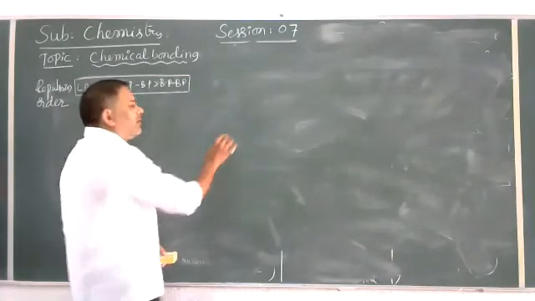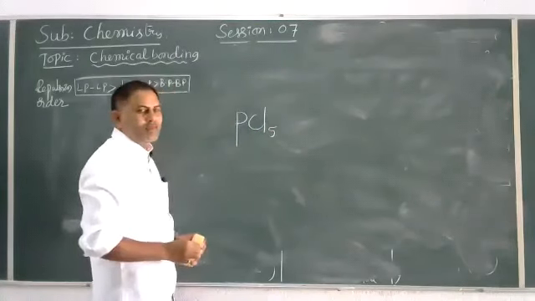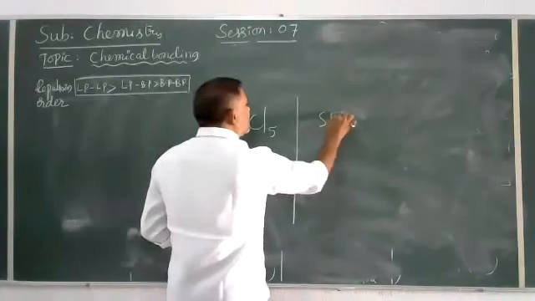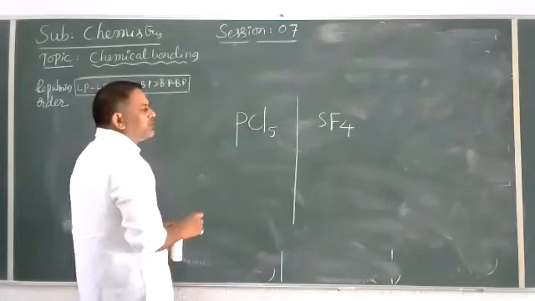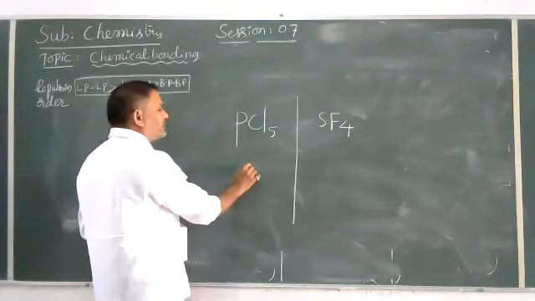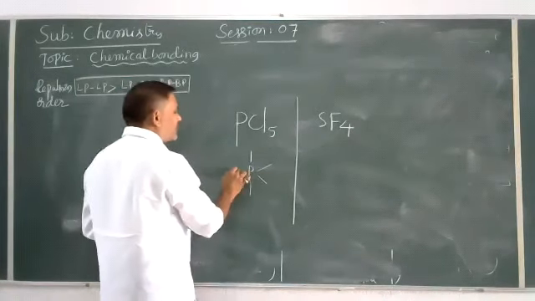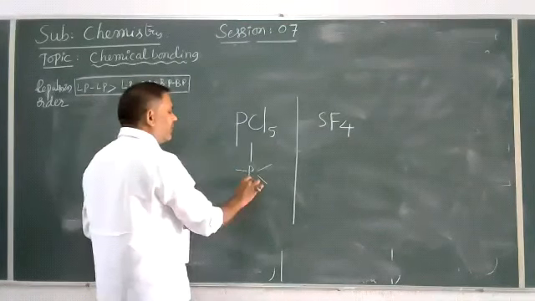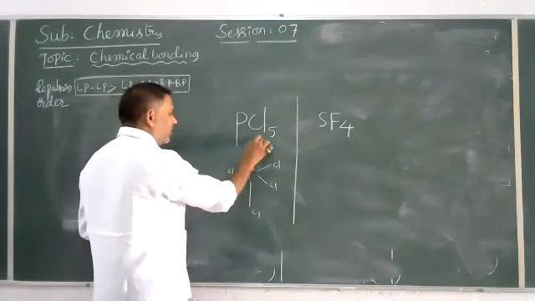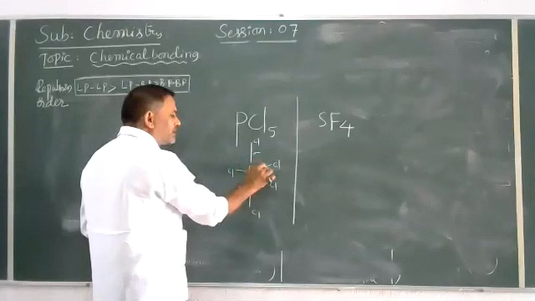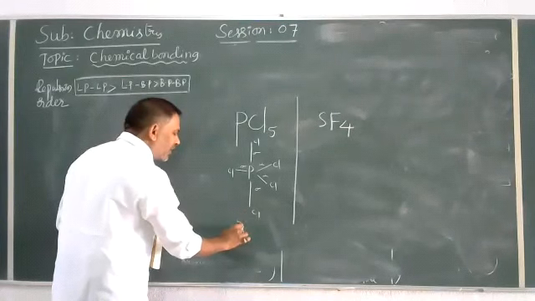See, we have the PCl5 structure here, and the SF4 structure is there. By using these two, the central atom of the element is phosphorus. Around phosphorus, 5 valence electrons are bonded with 5 same chlorine atoms: chlorine, chlorine, chlorine, chlorine, and chlorine. 5 sigma bonds are there here. By the number of bond pairs, direct bond pairs are 5.